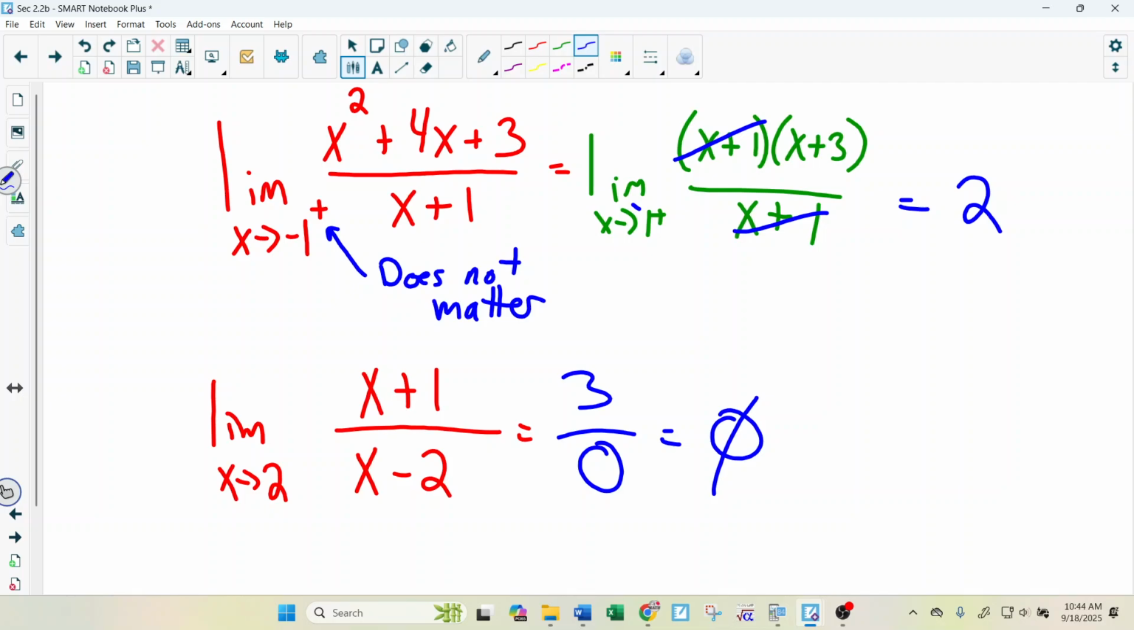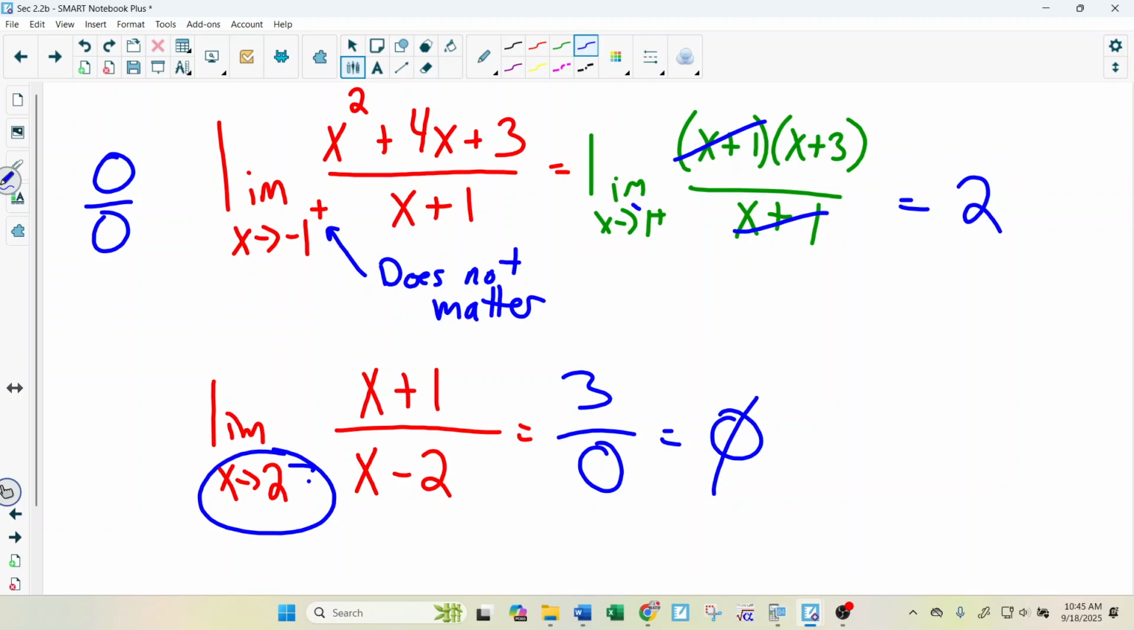So here are the takeaways. Anytime you end up with 0 over 0, that means more work. And usually what that's going to mean is you're going to factor and cancel something out. Anytime you end up with a number over 0, then you have to look and see, is it from the left or the right? And if your left and right are different, the limit doesn't exist.